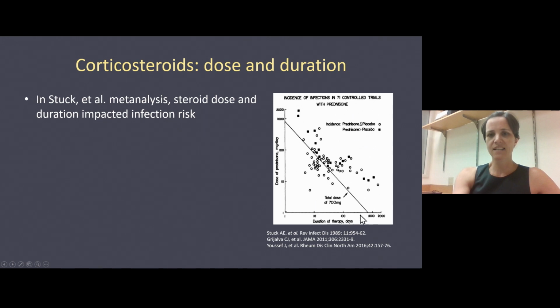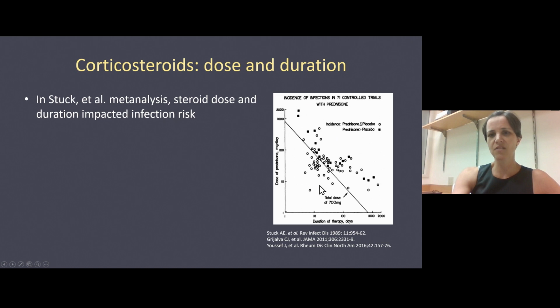On the x-axis is duration of steroids in days, and on the y-axis is the dose of steroids in prednisone milligrams equivalent per day. The studies that found no difference between steroids and the alternative are the open circles. And then the studies that found that steroids increase the risk of infection are the filled in squares. So what you notice is that the filled in squares fall along a diagonal line.